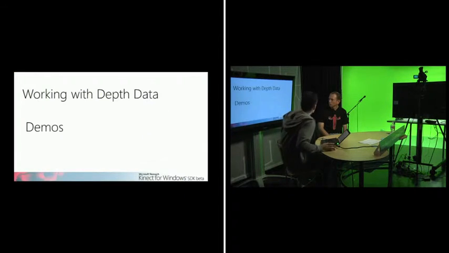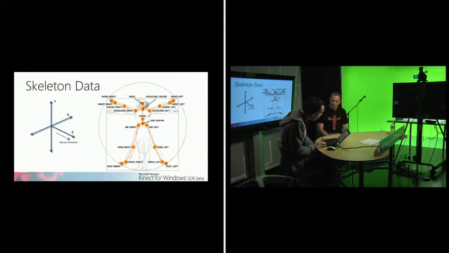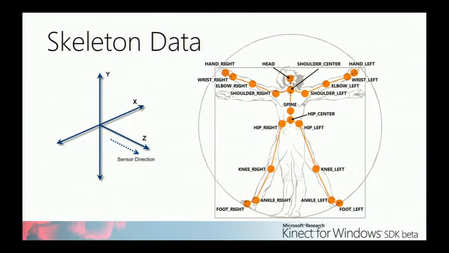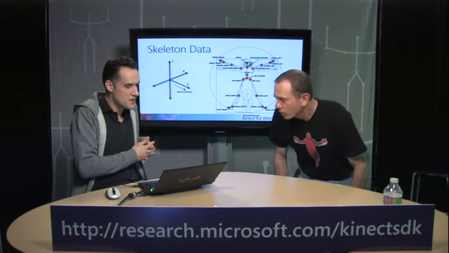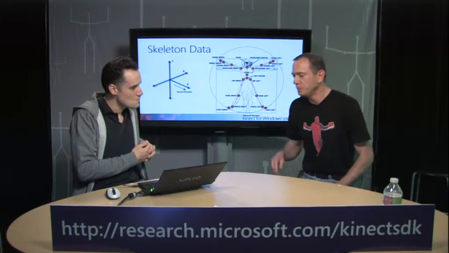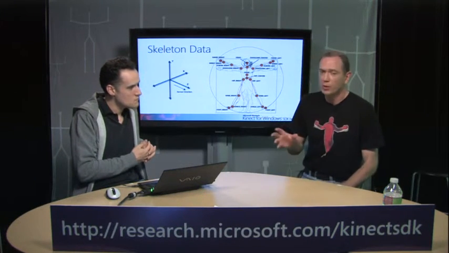So that's the real, as you were saying, the nuts and bolts. The higher level stuff is when we talk about skeleton data. So do you want to talk just quickly about, at a high level, what's kind of returned and how people program the skeleton data? So if you imagine this kind of XYZ coordinate system.